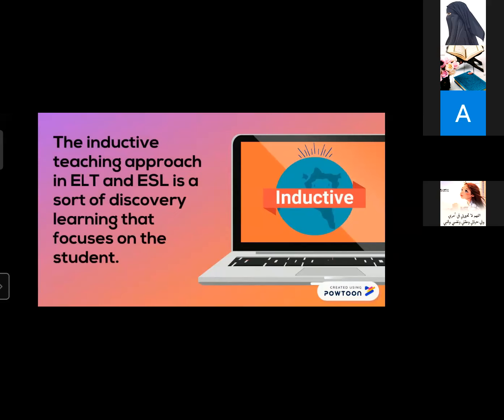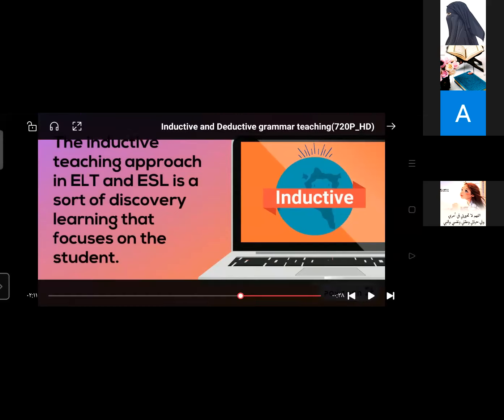The focus is on the student. We call it a learner-centered classroom. And of course, the learners learn by discovering the rule. We do not tell them the rule. Okay. Please focus because I'm going to ask you some questions after watching, okay?